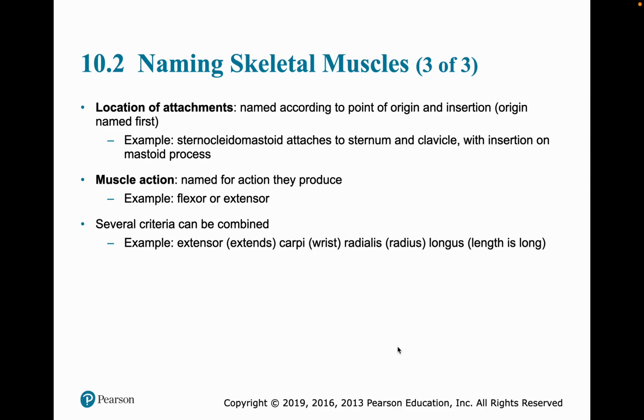We can also name muscles for the action they produce, a flexor or extensor, particularly in the arms and the leg. And we usually combine several of these. So the extensor carpi radialis longus extends the wrist, using the radius, and it's the longest one of them. Its length is long.